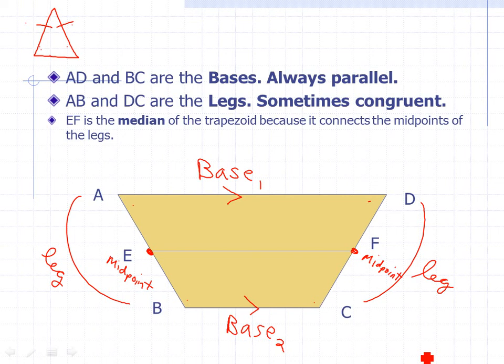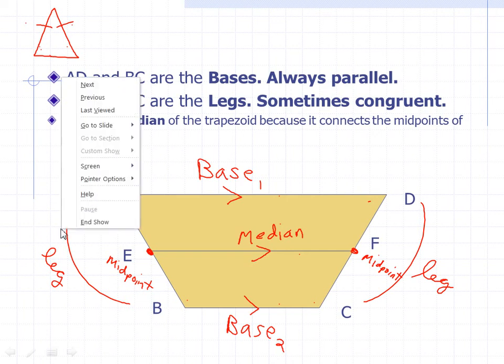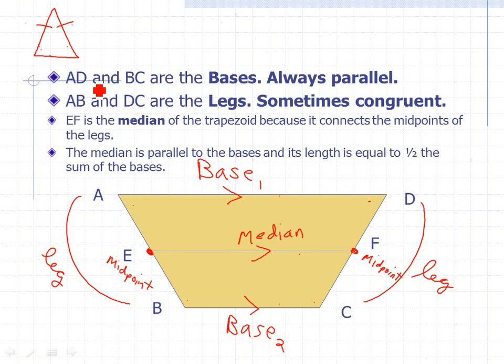Now, give me one thing that looks like it's true about segment EF, that median. Give me something else. What can you tell about the two bases in it? They're parallel. They're all parallel, so you might want to put another parallel mark. All three of those are parallel. That's one of the things I'm going to say here in a minute. The other part: the median's always parallel to the bases, and its length is equal to 1/2 the sum of the bases.